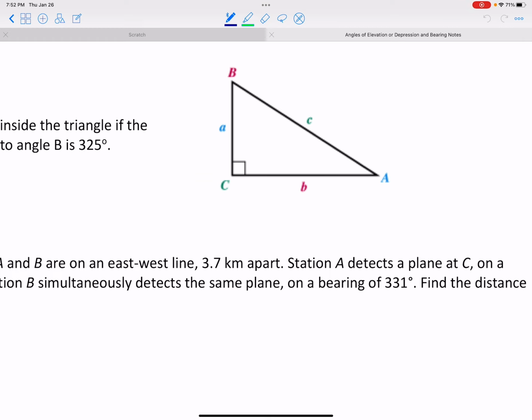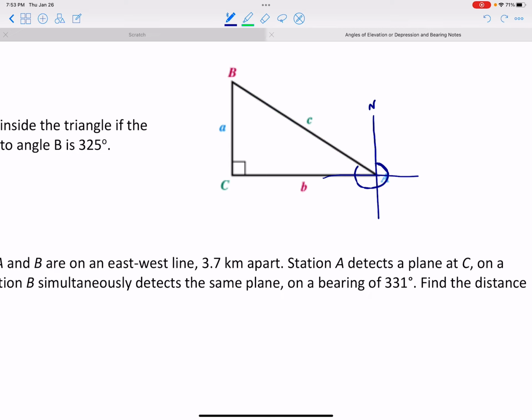So angle A has a bearing of 325 degrees, which means I'm going to put my north-south on angle A, and if you want to visualize your east-west here as well. Angle A has a 325 degree bearing from or to angle B. So that means I'm going to start my rotation from north, and I'm going to go 325 degrees until I get to B. So angle B is on this terminal side here.